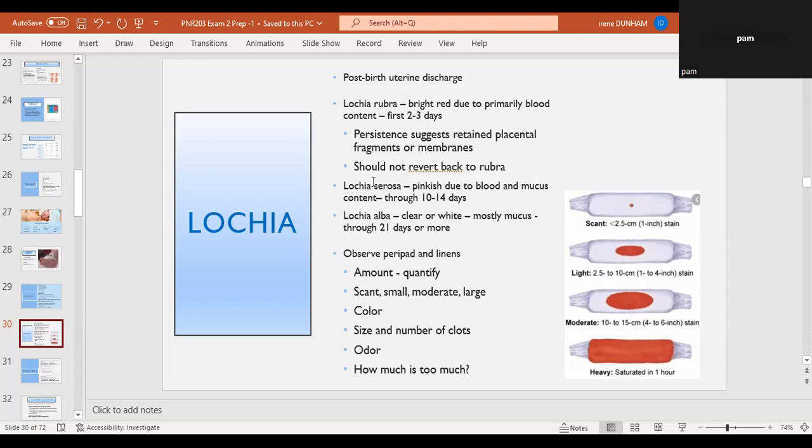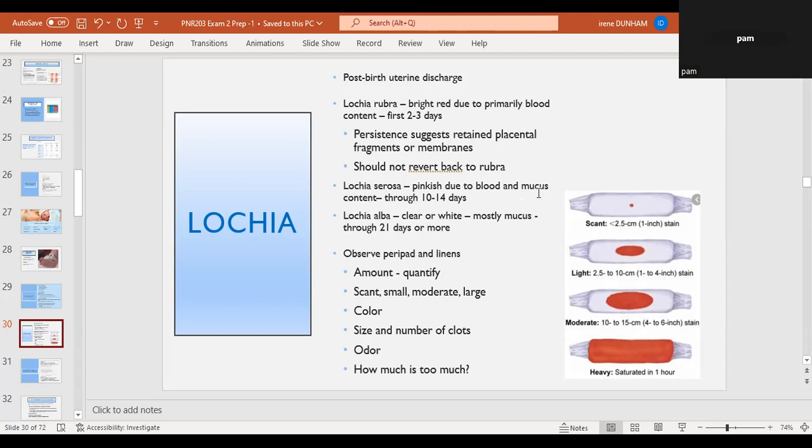Now, sometimes they have a question like that, so you want to read that carefully so that you know that's not normal. And when she goes from rubra to serosa and then goes back to rubra, that's not a good sign. Placenta fragments, okay, or membranes.